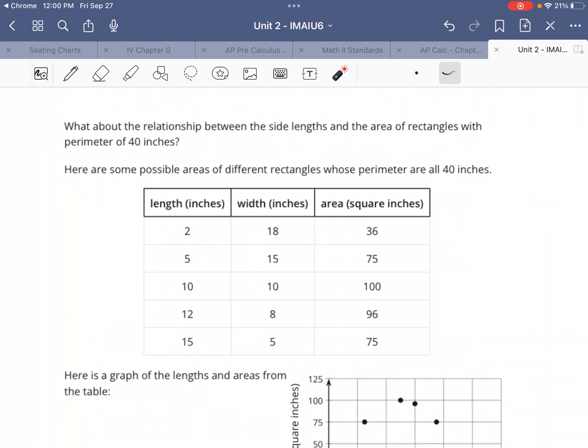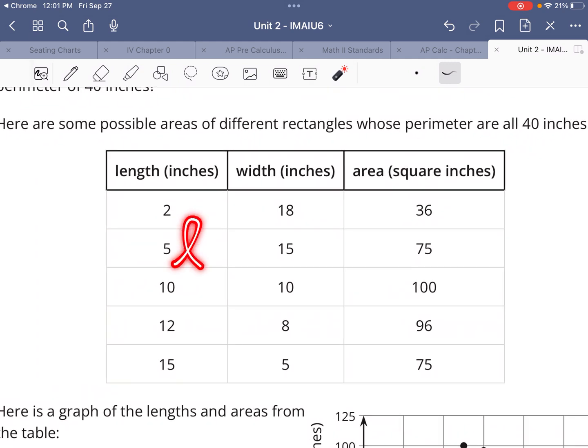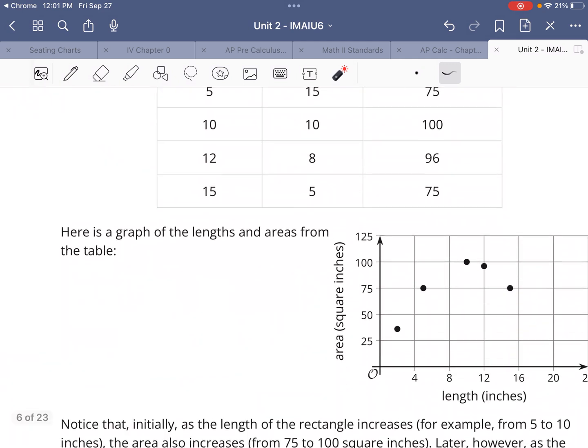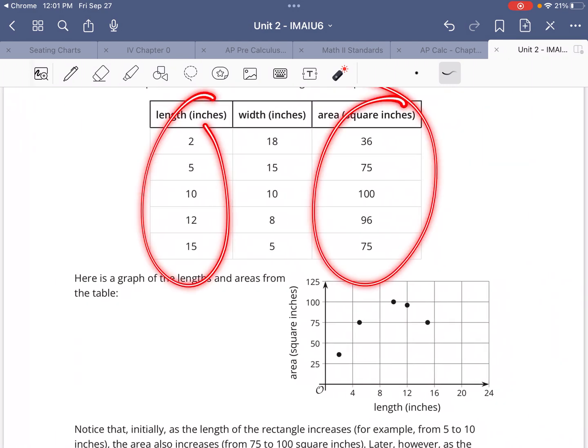However, what we talked about in this lesson was the area of the rectangle with a perimeter of 40 inches. So here are possible areas of different rectangles whose perimeters are all 40 inches. Remember, the relationship between length, width, and area for a rectangle is that length times width equals the area. So 2 times 18 equals 36, 5 times 15 is equal to 75, 10 times 10 is equal to 100. And here is a graph of those lengths and areas from the table.